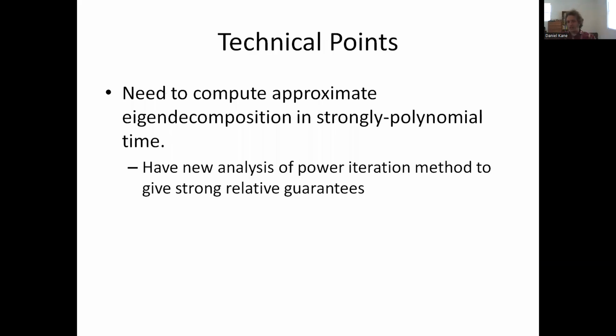There are actually a couple of technical points that I pushed under the rug here. Firstly, in order to compute U and U perp and V perp, we need to compute an approximate eigendecomposition in strongly polynomial time. And to do this with the guarantees that we needed, we had to create a new analysis of the power iteration method that gave strong relative guarantees.